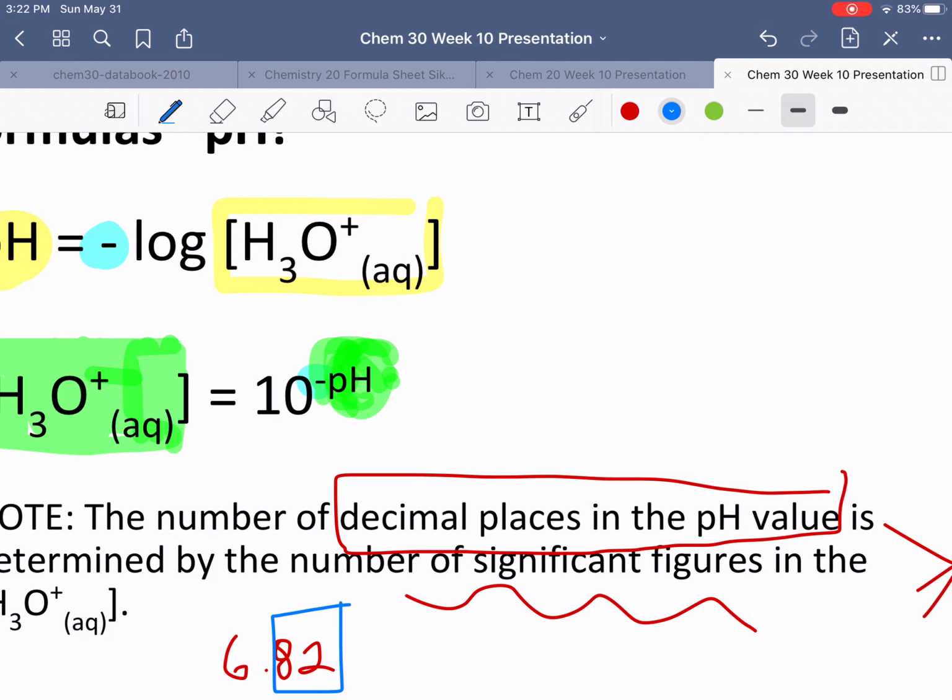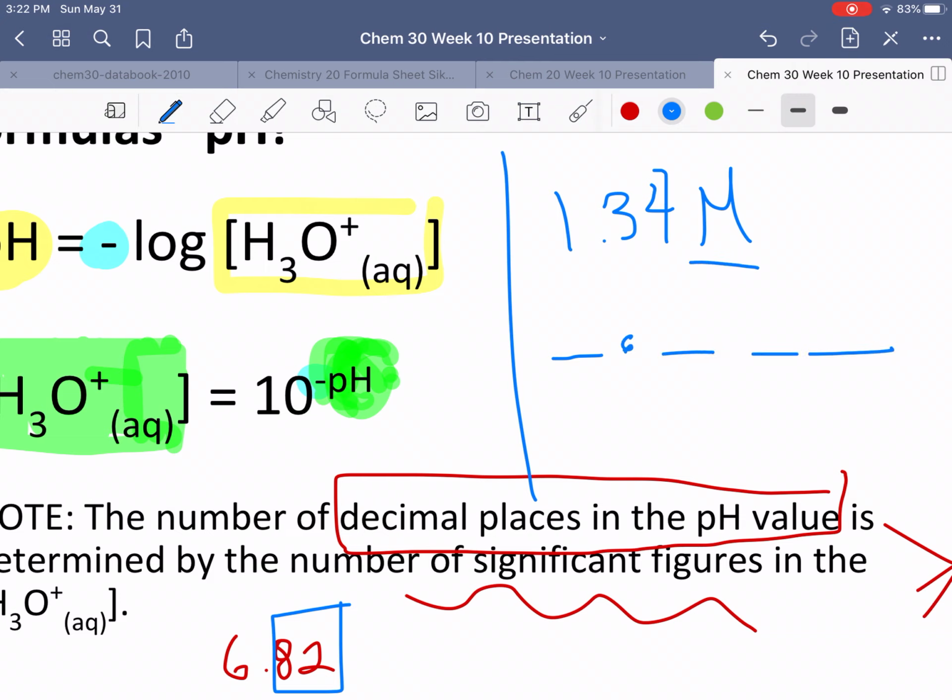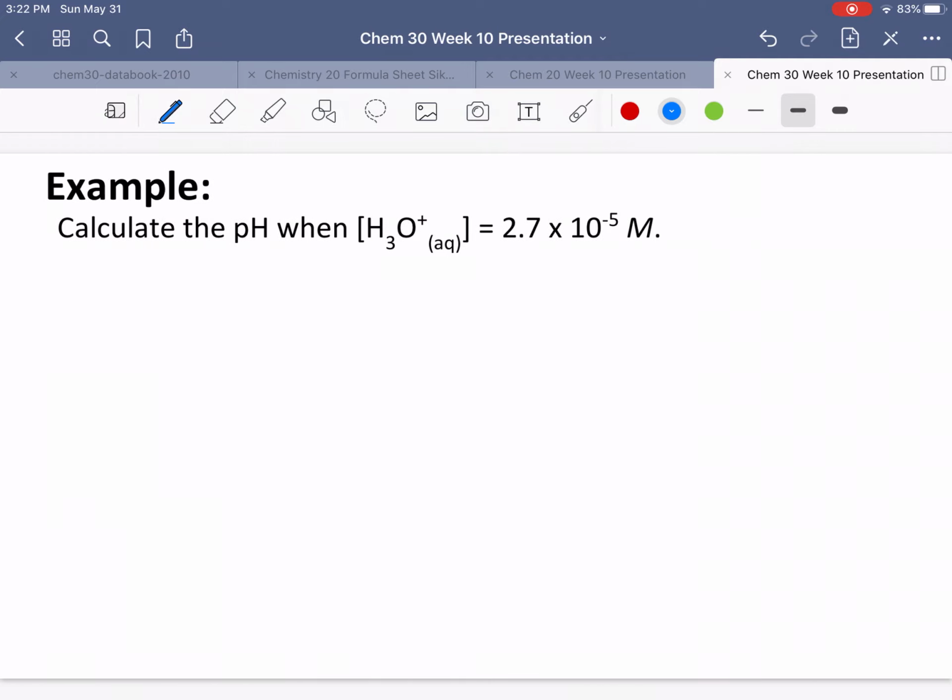So, give you another scenario. What if I told you I have a hydronium concentration of 1.34 moles per liter? That would relate then to a pH of where you put a digit here, and then you would have to have 1, 2, 3 digits after to match the 3 numbers in the concentration. We'll put this into practice. Let's try a couple here.